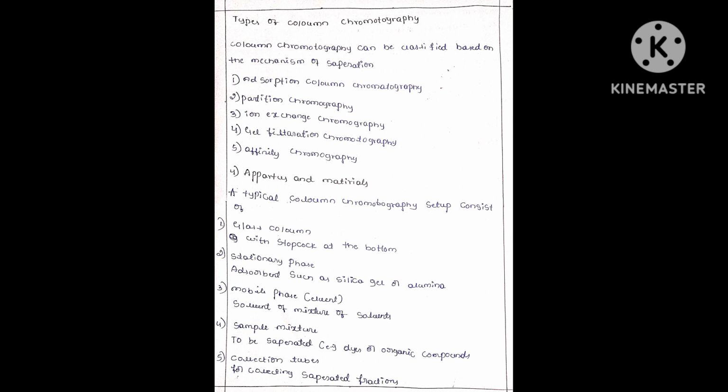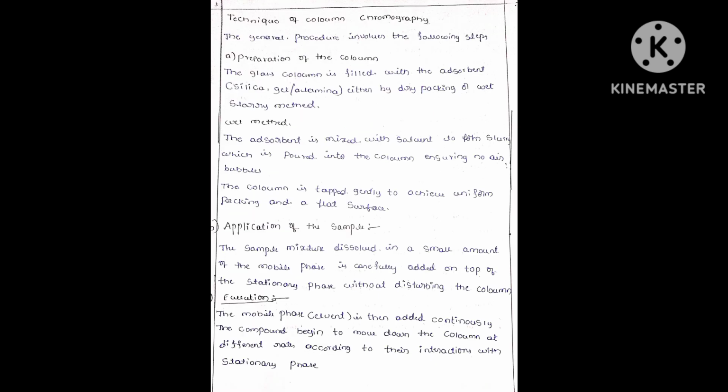Apparatus and materials. A typical column chromatography setup consists of first one, glass column, for example with a stopcock at the bottom. Second, stationary phase, an adsorbent such as silica gel or alumina. Mobile phase or eluent, a solvent or mixture of solvents. Sample mixture to be separated, for example dyes or organic compounds. Collection tubes for collecting separated fractions.